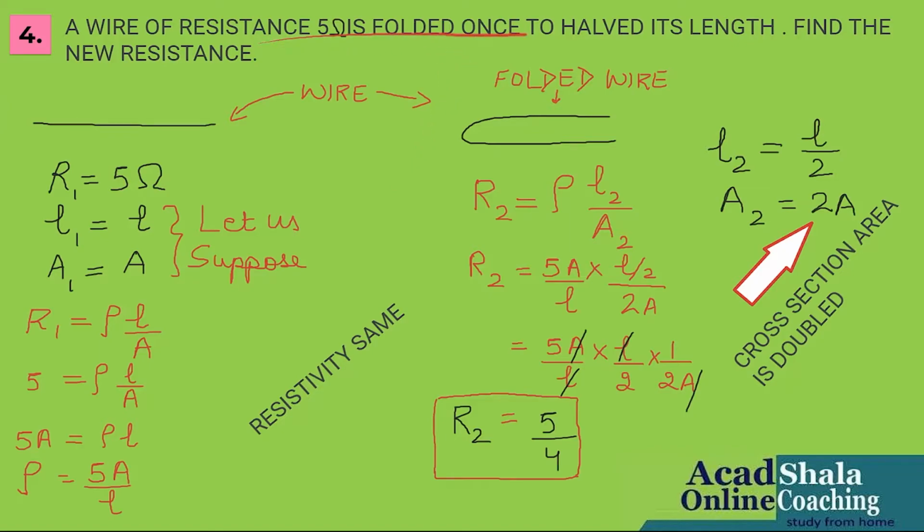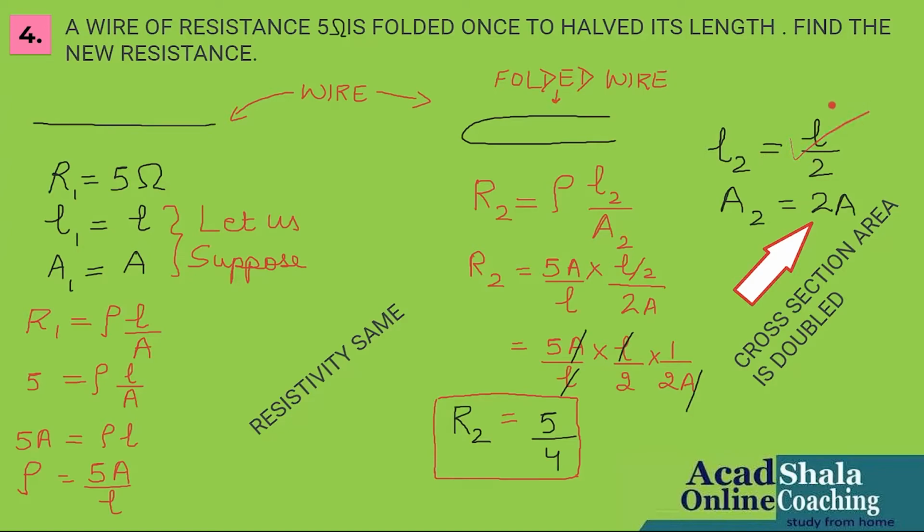Whatever the numerical says, in the first case I have taken all the values, resistivity the same because the material is the same in both the cases. My first concept is done. The second case says it has become folded, that is, halved its length. It is telling me only in the numerical, half its length. So what I have done immediately, according to the demand in the second case, is L2 equals L upon 2.